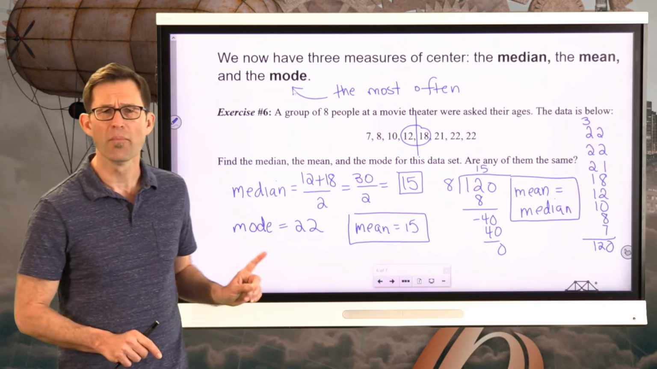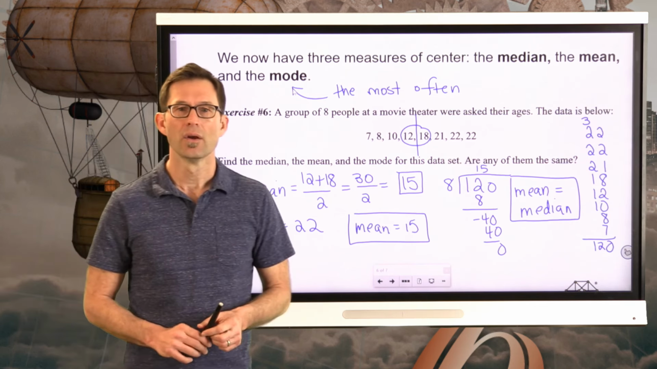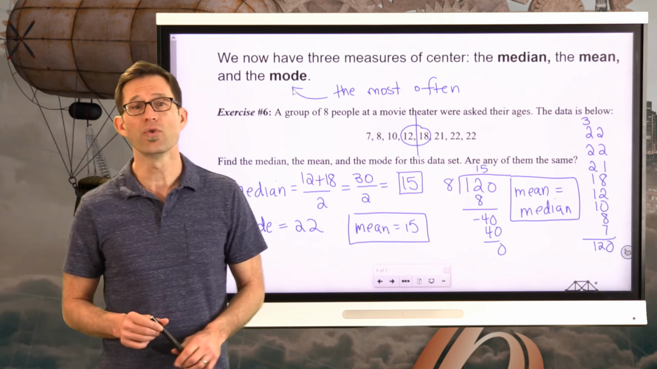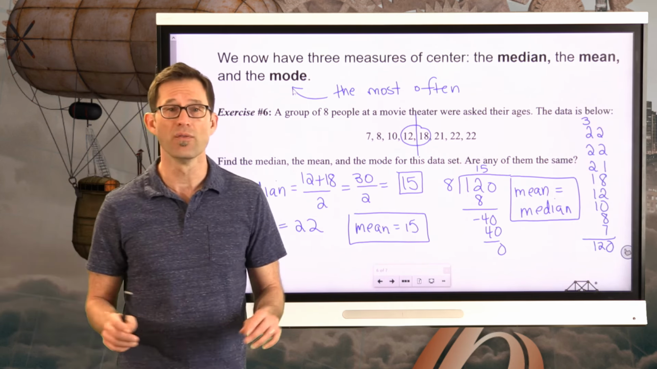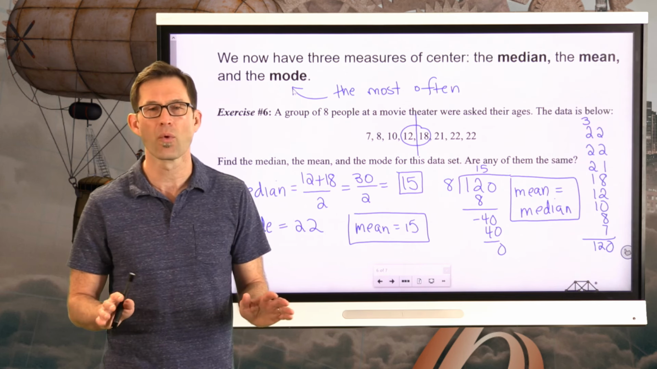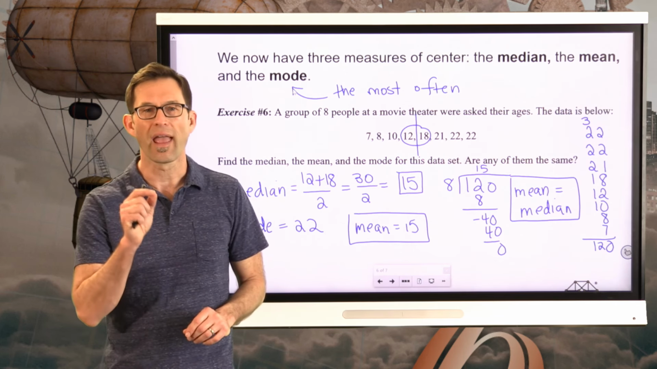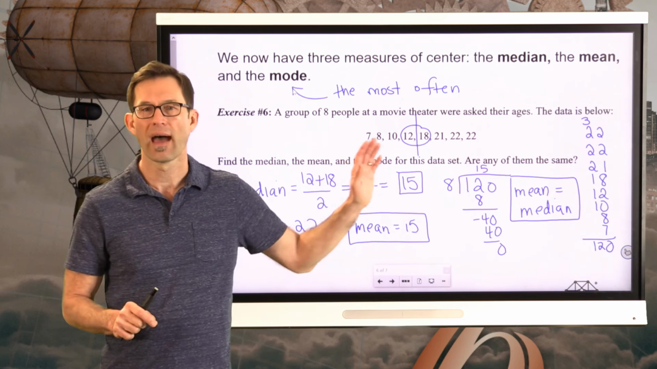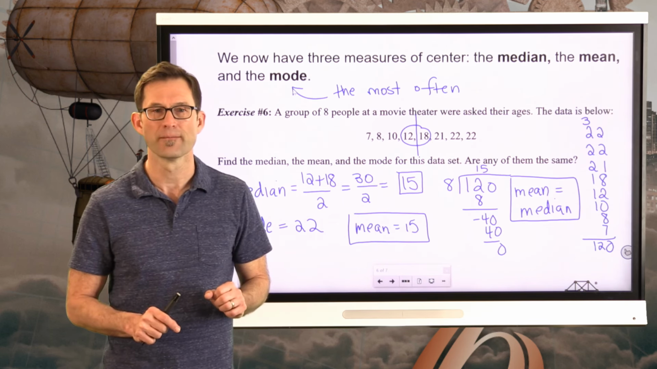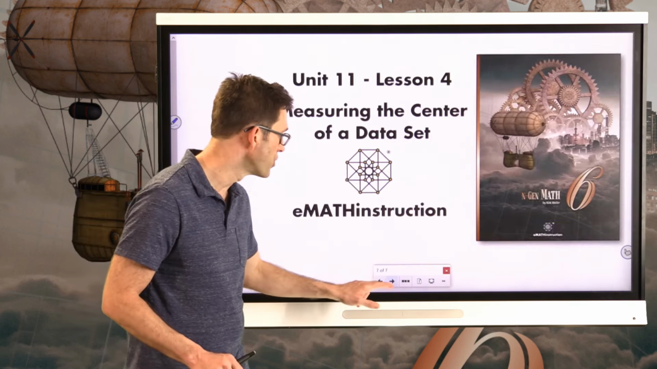By the way, the mode would be quite misleading. You could say, well, there were more 22-year-olds watching this movie than anyone else. But really, there was only one additional 22-year-old. So the mode would be kind of more questionable in terms of answering the statistical question, how old are people that watch this movie? Anyway, let's wrap this thing up, right?